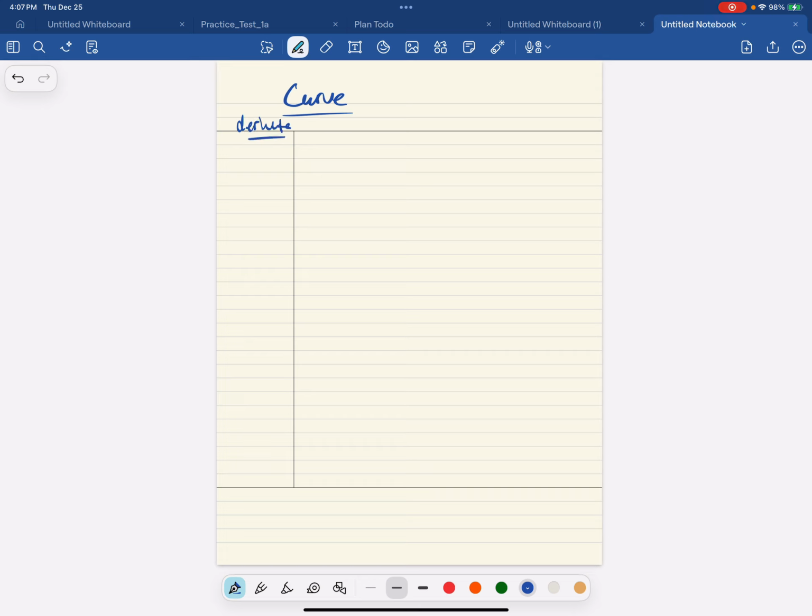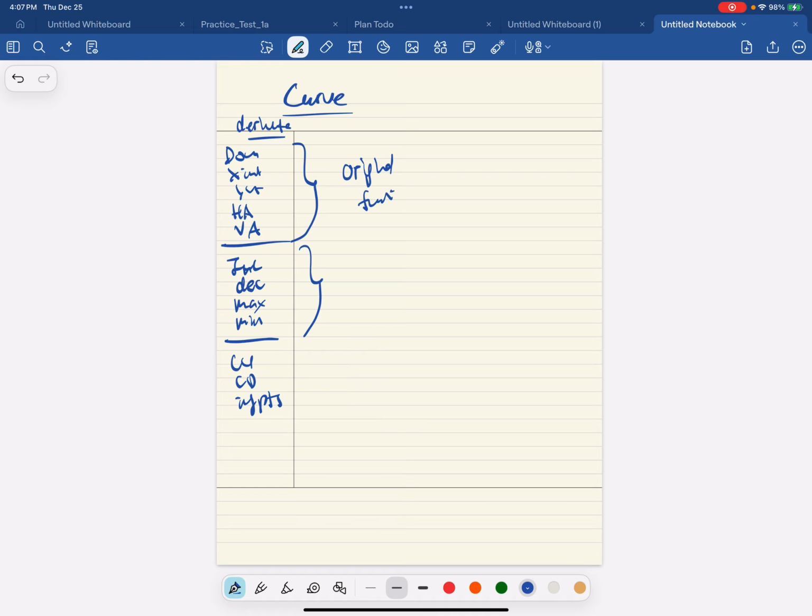You're looking for the domain, the x-intercept, the y-intercept, horizontal asymptote, vertical asymptote, increasing sections, decreasing regions, your local max, your local minimum, and your concave up, concave down, and inflection points. This one is from the original function. These are from your f prime, so the first derivative of your function. These are from f double prime of the function.